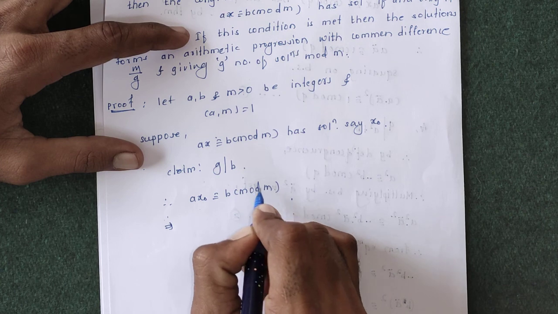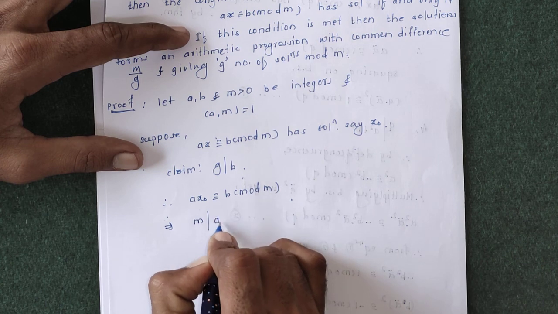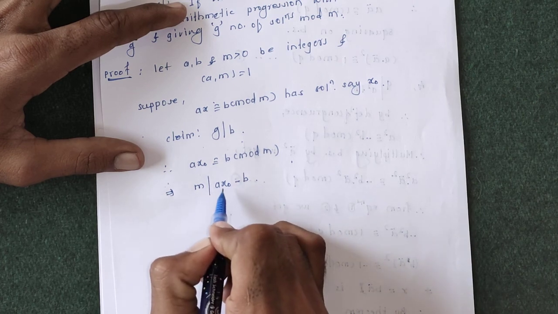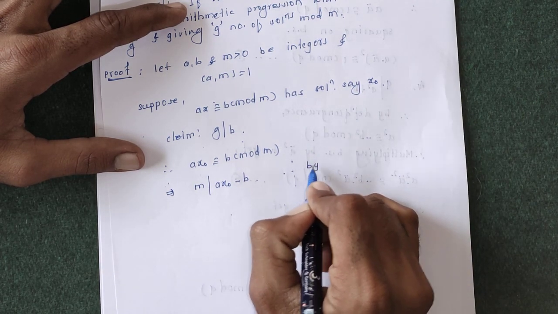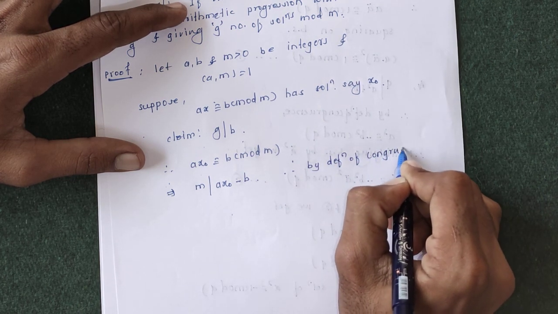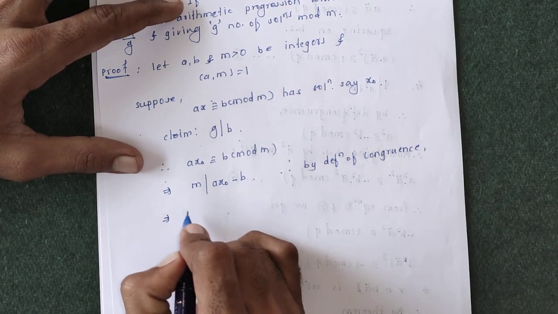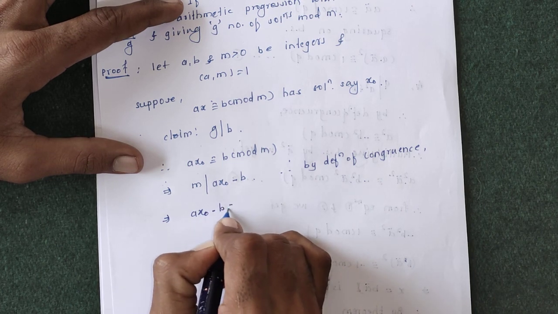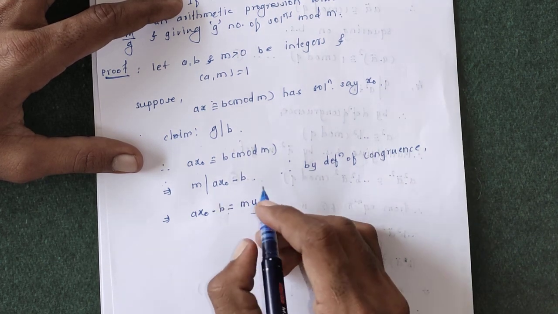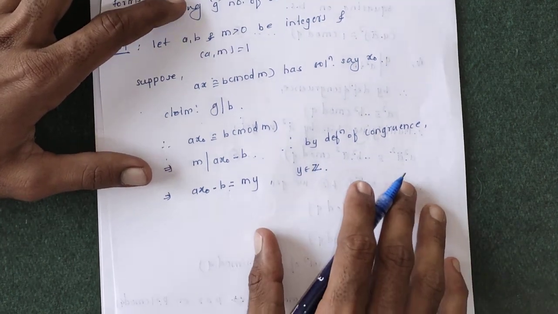Now we can use the definition of congruence and write m divides ax naught minus b. Now we can use the definition of divisibility, and we can write ax naught minus b is equal to m into some integer, suppose m into y, where y belongs to Z.